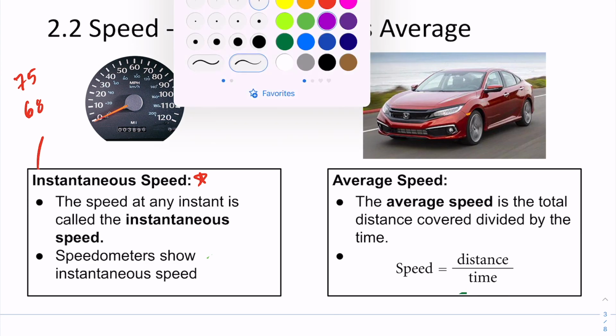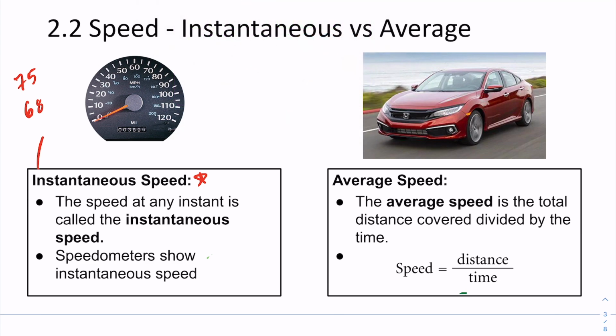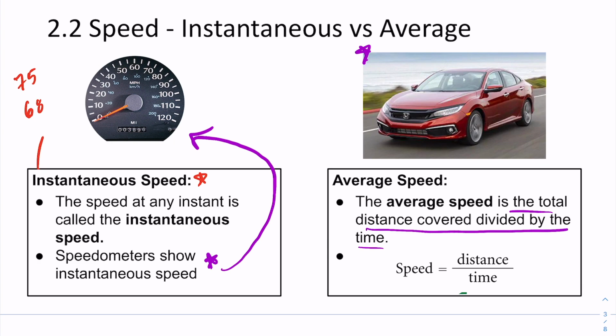And then you have your average speed. Say you are concerned with your fuel economy. Your average speed is the total distance you cover over a trip divided by the time that trip takes. So if you're concerned with your fuel economy, you're going to care about your average speed. Speedometers in cars will show instantaneous speeds, the speed at any given instant.